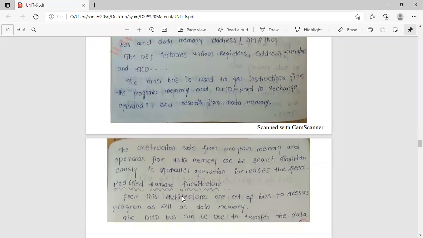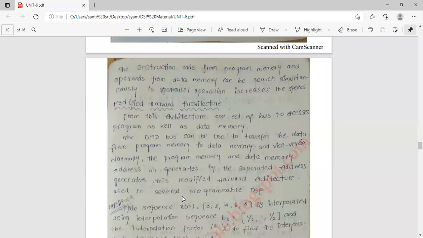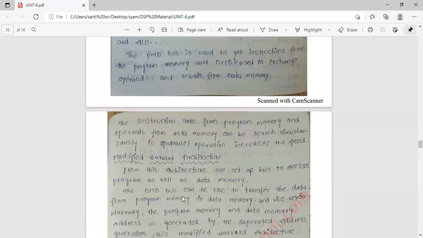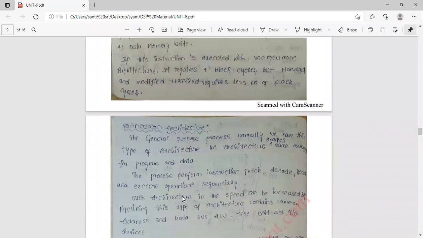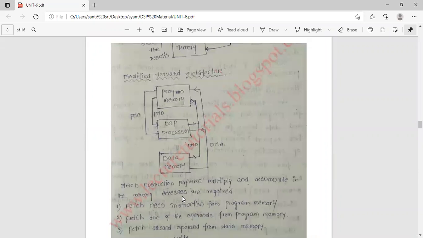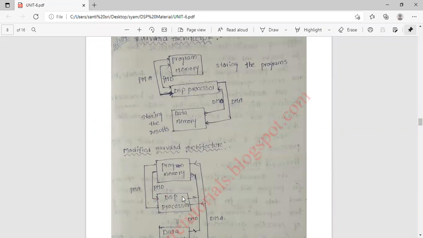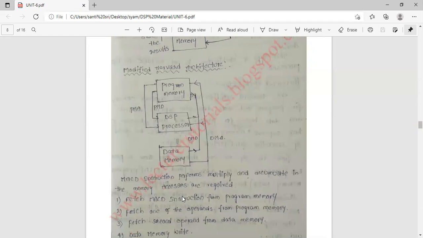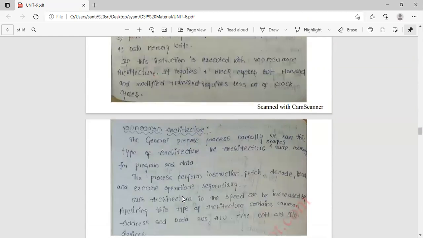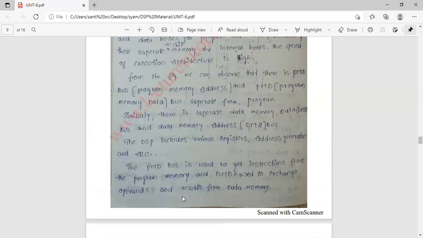Next, the modified Harvard architecture. Here we have two Harvard architectures. The first one is the normal one, and this one is the modified one. Here also we have the program memory address bus, program memory data bus, data memory address bus, and data memory data bus. So here also we have the same buses.